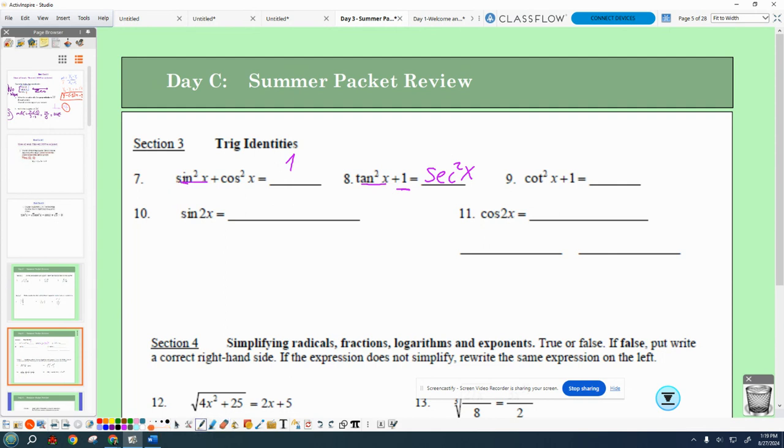Now dividing everybody by sine squared. Sine squared divided by sine squared is 1. Cosine squared over sine squared is cotangent squared, and 1 over sine squared is cosecant squared. Okay, yeah.